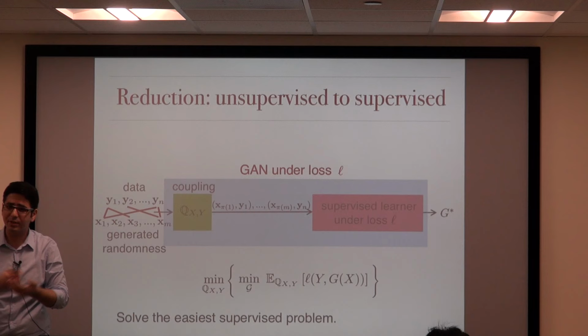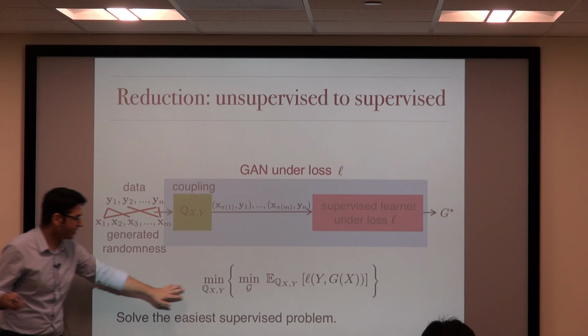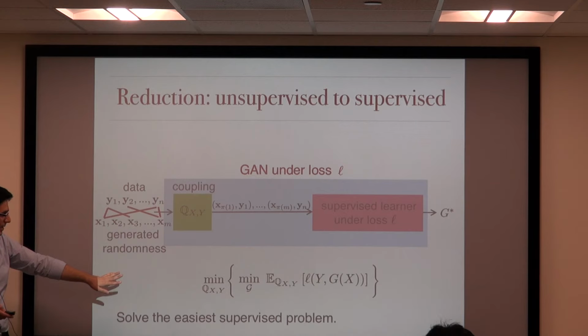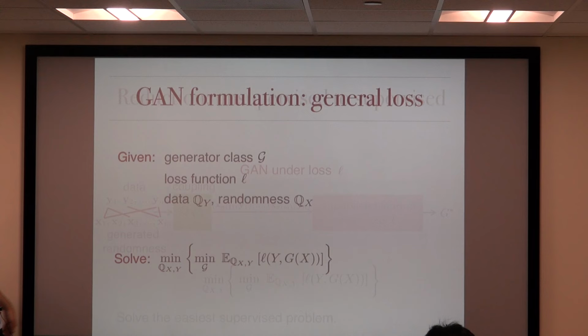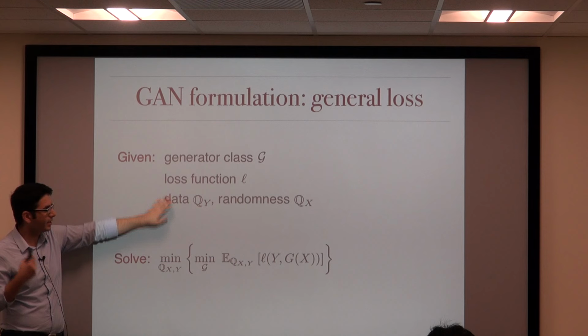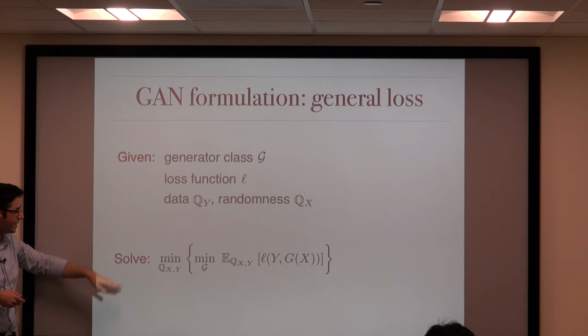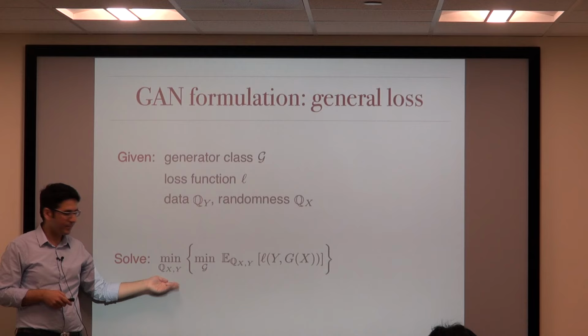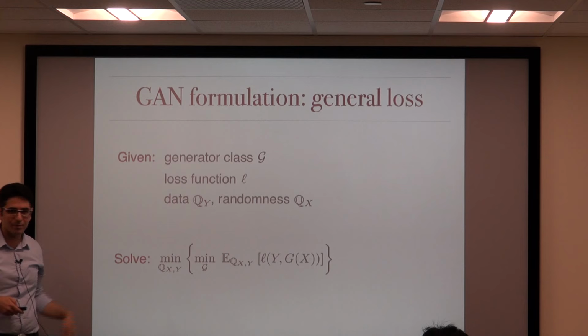So, does this give a unique solution? Why are you doing this? Let's massage this optimization a little more, because it will make things clearer. My generator is given, my loss function I have picked, and I have data and randomness. Qy and Qx represent the empirical distributions. I'm minimizing over the coupling between x and y, and minimizing this loss over g. Then it's a min-min problem.